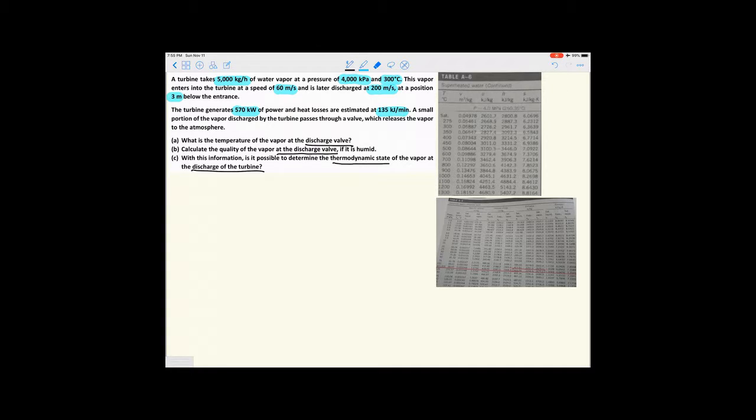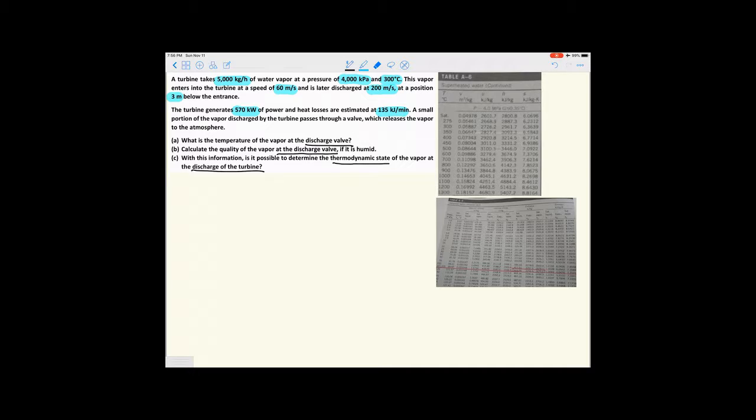The turbine generates 570 kilowatts of power, and heat losses are estimated at 135 kilojoules per minute. A small portion of the vapor discharged by the turbine passes through the valve, which releases the vapor to the atmosphere. What is the temperature of the vapor at the discharge valve? Calculate the quality of the vapor at the discharge valve if it is humid. With this information, is it possible to determine the thermodynamic state of the vapor at the discharge of the turbine?